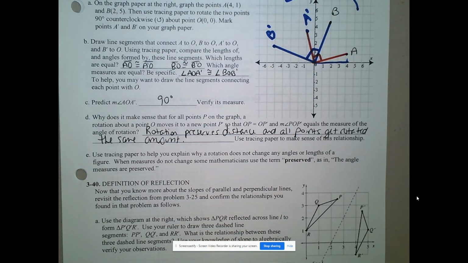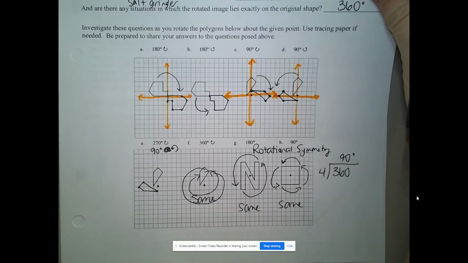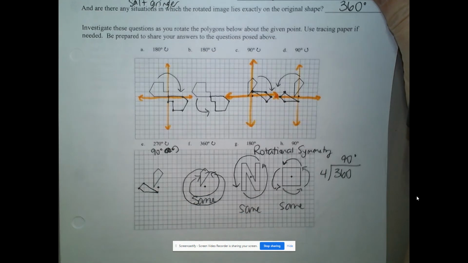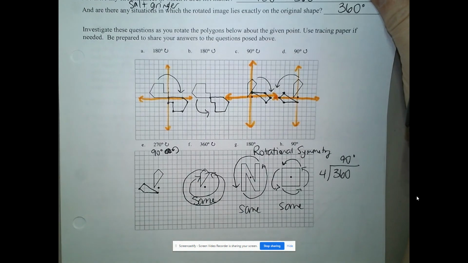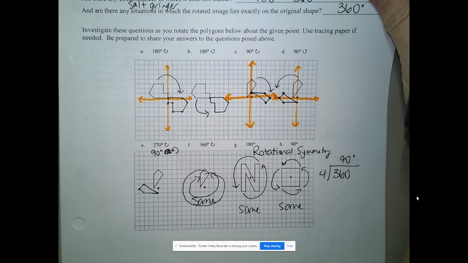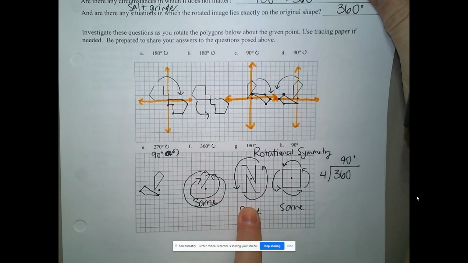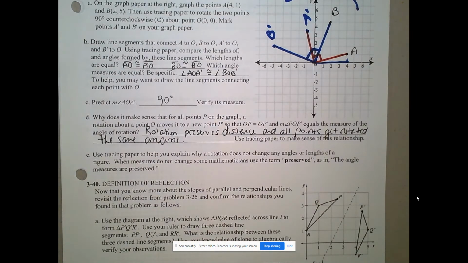Some mathematicians use the term preserved. The angle measures are preserved. If you go back to the front, this would be a good one to use tracing paper on just to show that the original figure stays the same size and the same shape as the image. It's also great for being able to show your rotational symmetry for the N and for the square.